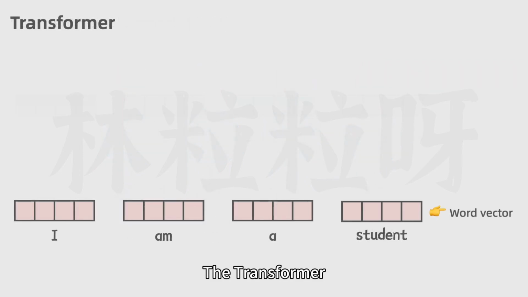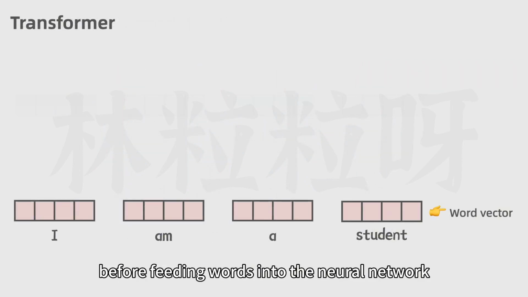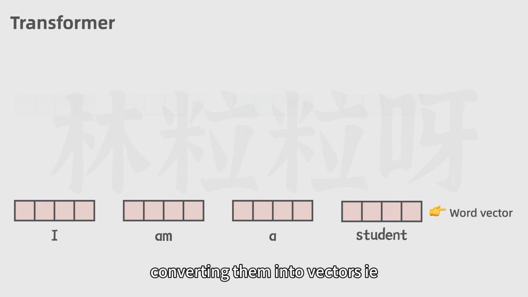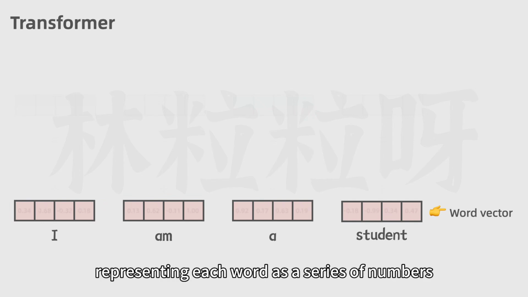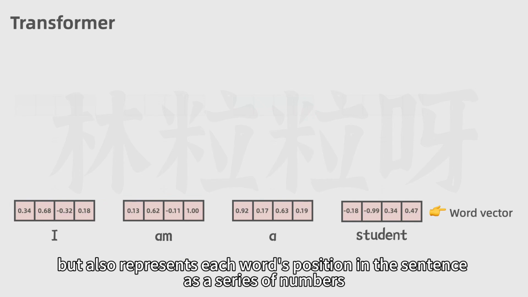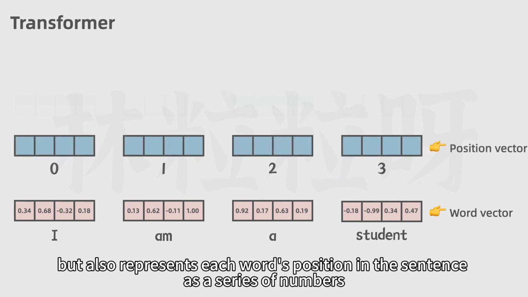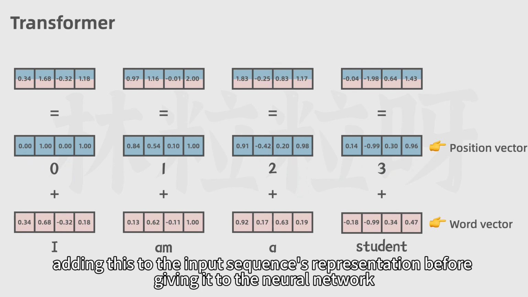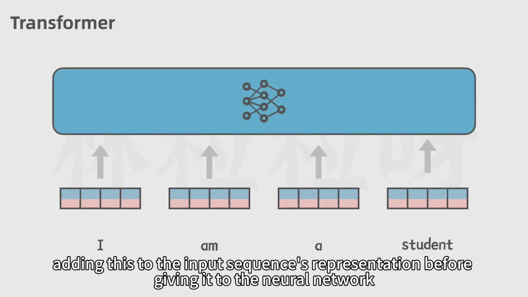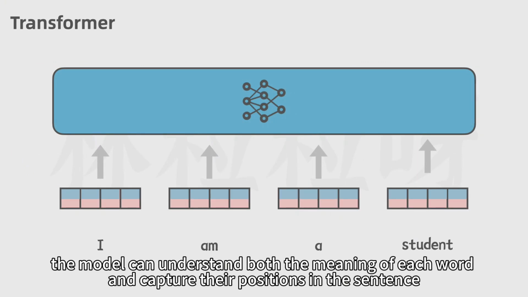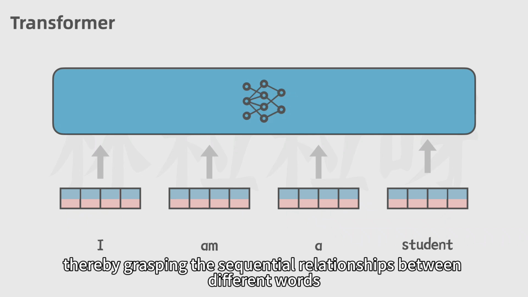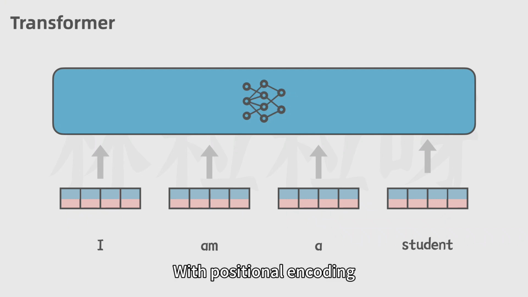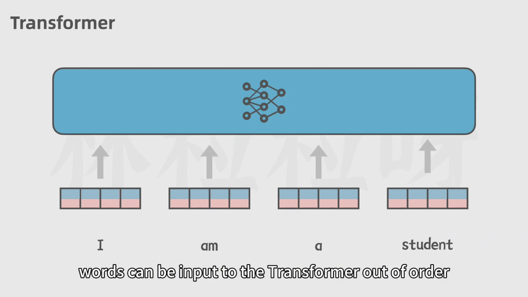The transformer, before feeding words into the neural network, not only embeds the words, converting them into vectors, i.e., representing each word as a series of numbers, but also represents each word's position in the sentence as a series of numbers, adding this to the input sequence's representation before giving it to the neural network. Thus, the model can understand both the meaning of each word and capture their positions in the sentence, thereby grasping the sequential relationships between different words. With positional encoding, words can be input to the transformer out of order.